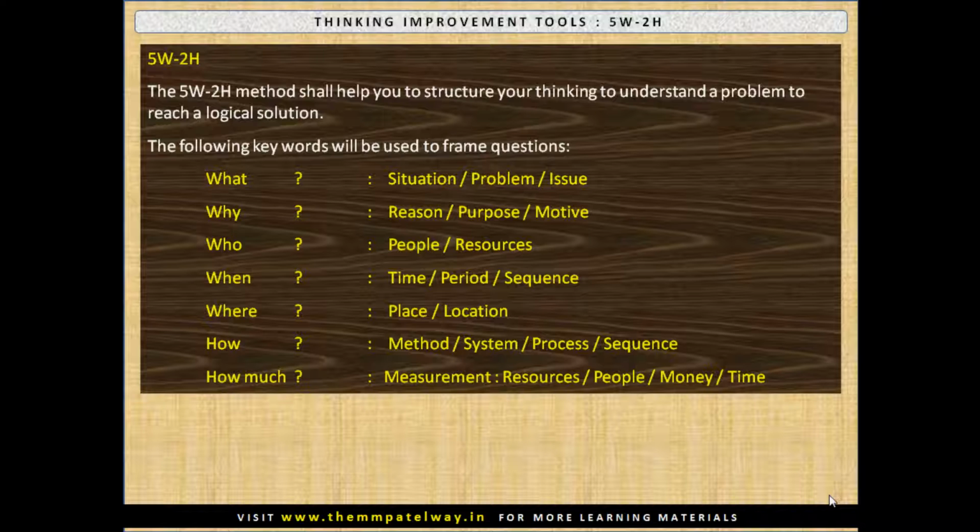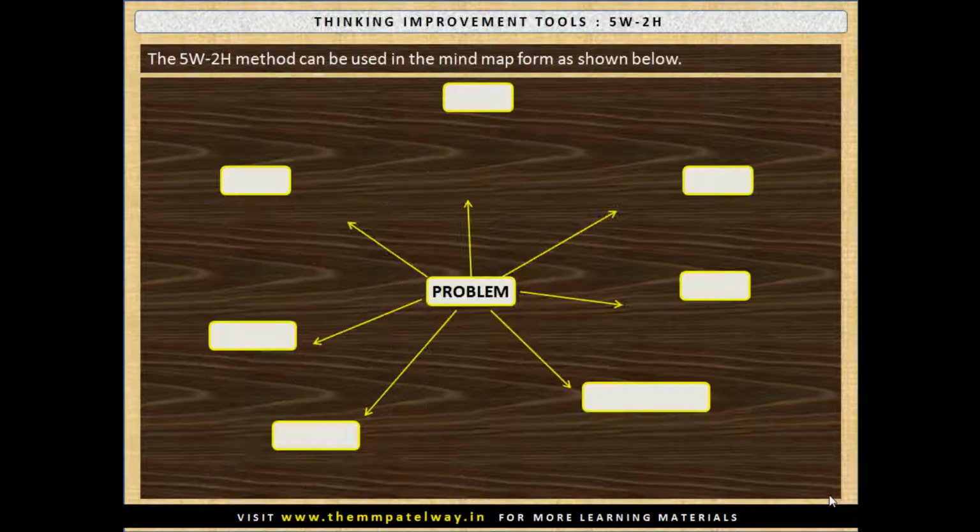Now remember the keywords: what, why, who, when, where, how and how much. Develop the habit of asking relevant questions. You need not use 7 keywords. You can use the keywords which are relevant and situationally frame the questions. The indicative questions are illustrated below.